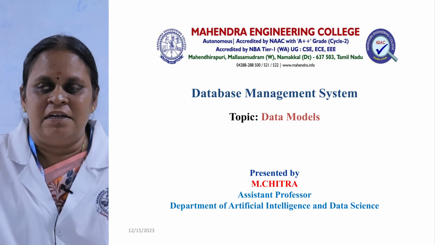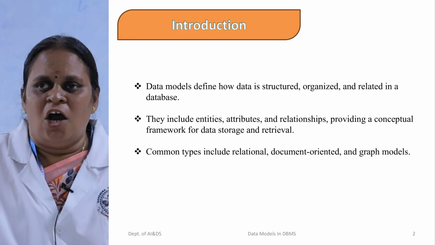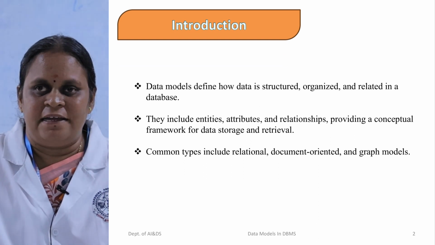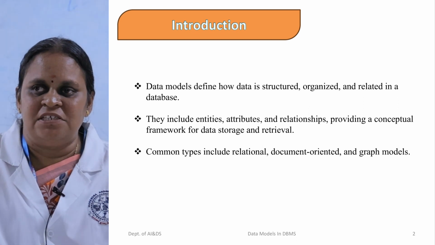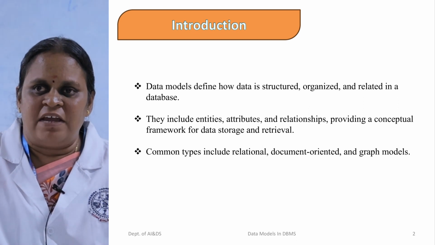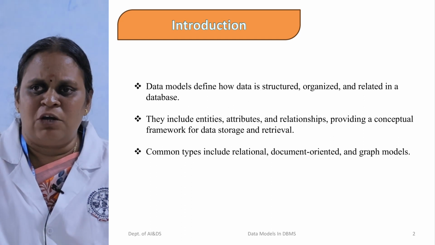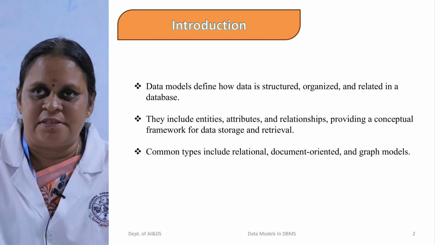I am talking here about data models. Data models define how data is structured, organized and related in the database. They include the entities, attributes and relationships, providing the framework for data storage and retrieval. Common types include relational, document-oriented and graph models.